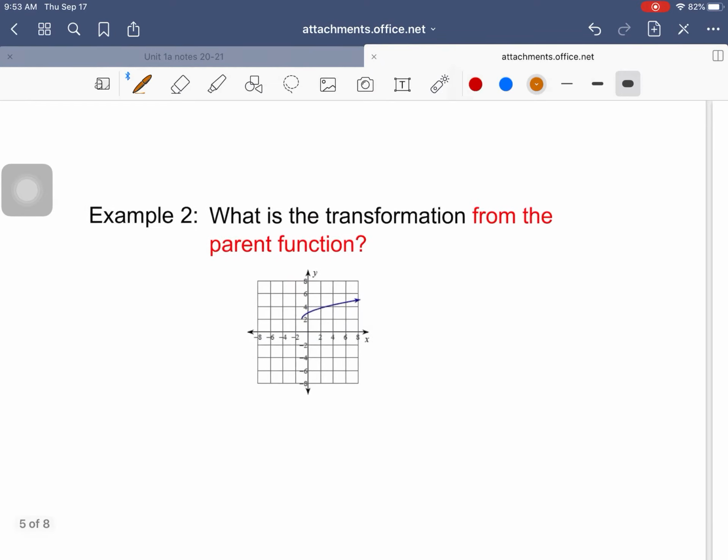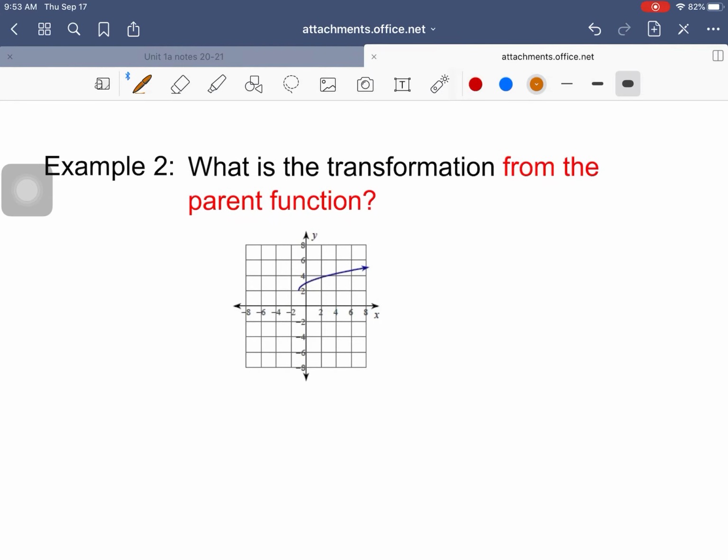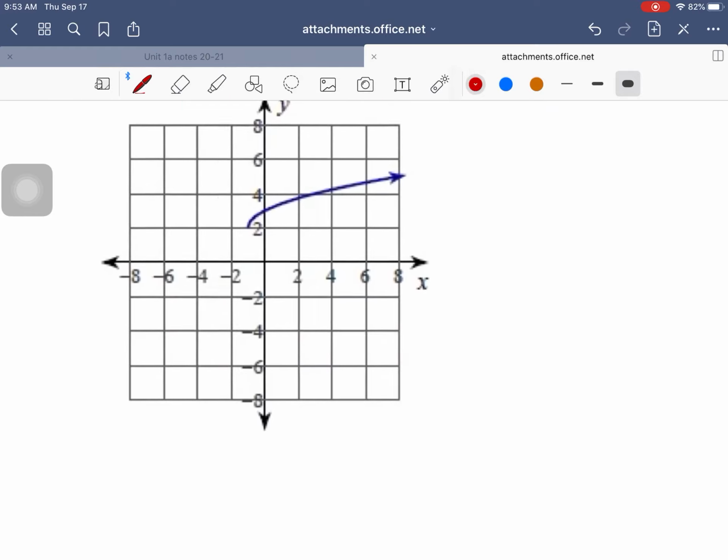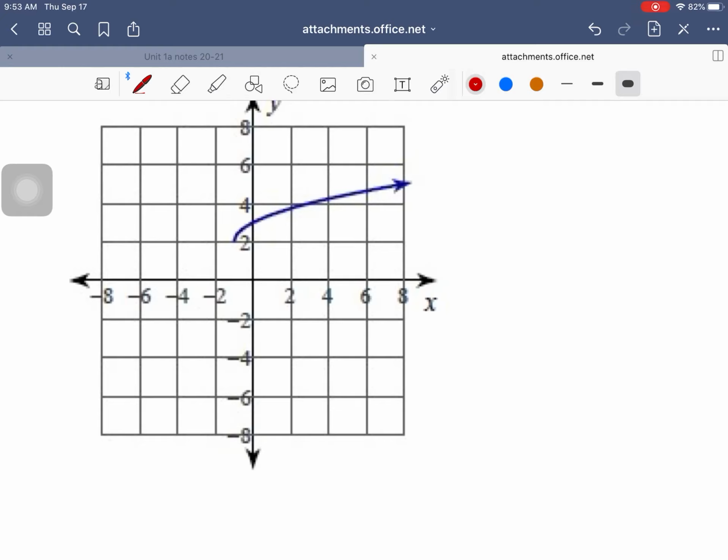Example 2: what is the transformation from the parent function? Okay, from the parent function again. So always make sure you're thinking from the parent function, from the very first day we learned it. What kind of parent function is this? Well, let's zoom in. It looks like there's a starting point here. There's only one parent function we've talked about this year that has a starting point, and that's a square root function. And remember, sometimes it's called a radical.